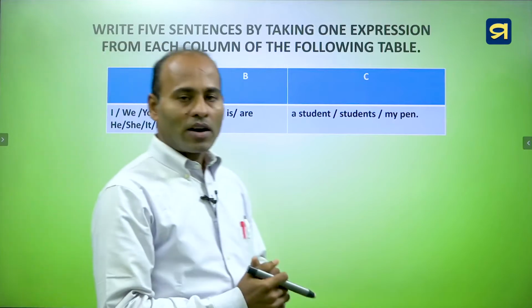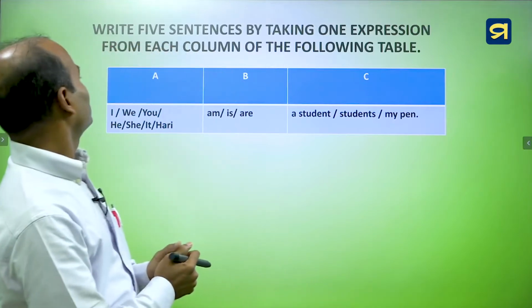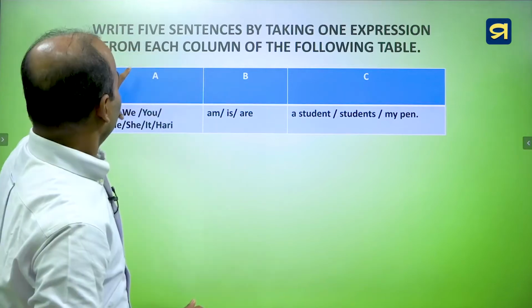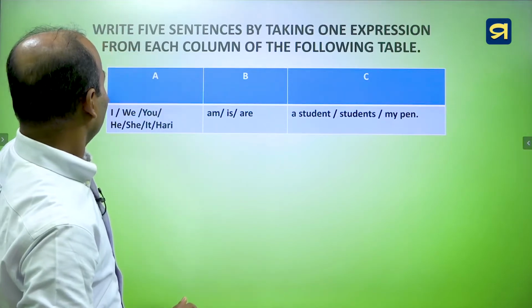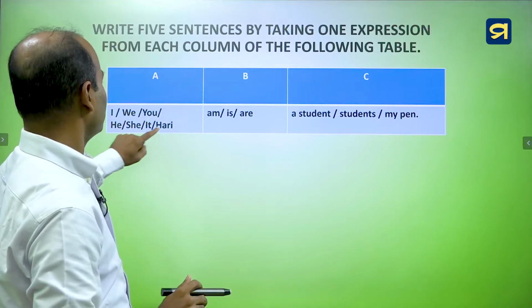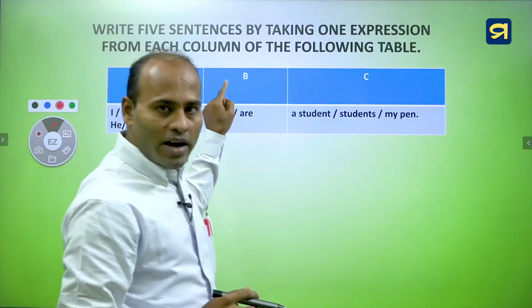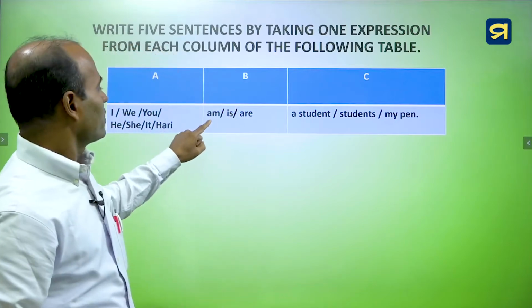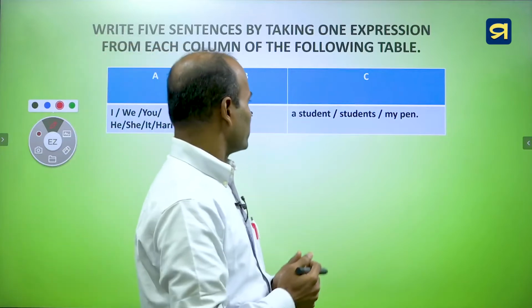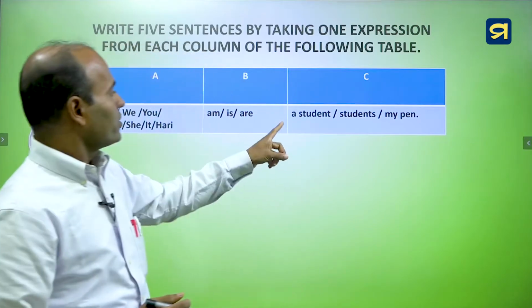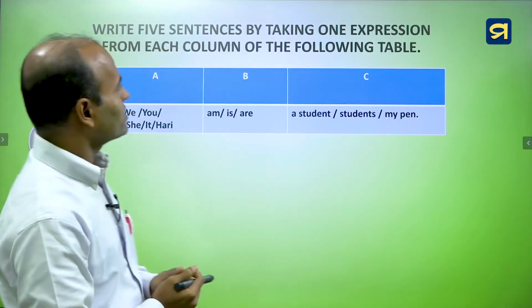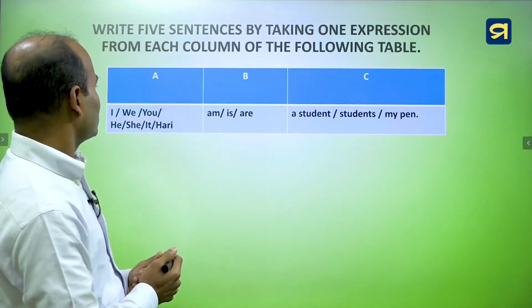Okay, now let's make some sentences from the given table. Here in column A, some words are given: I, we, you, he, she, it, they. And in column B, am, is, are. In column C, you are given a student, students, my pen, etc. So let's make some sentences.